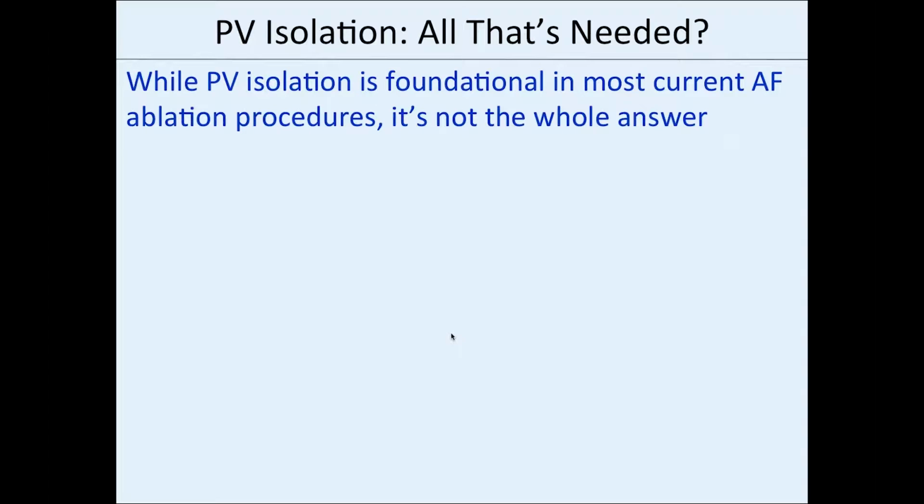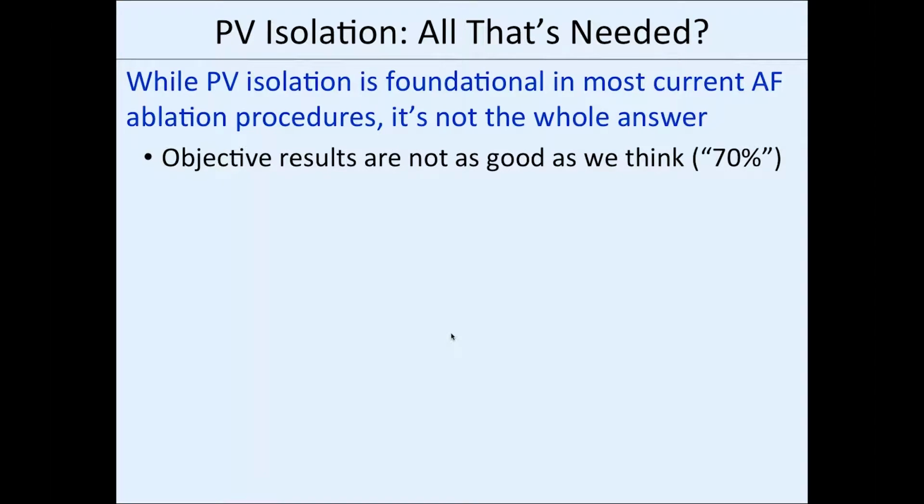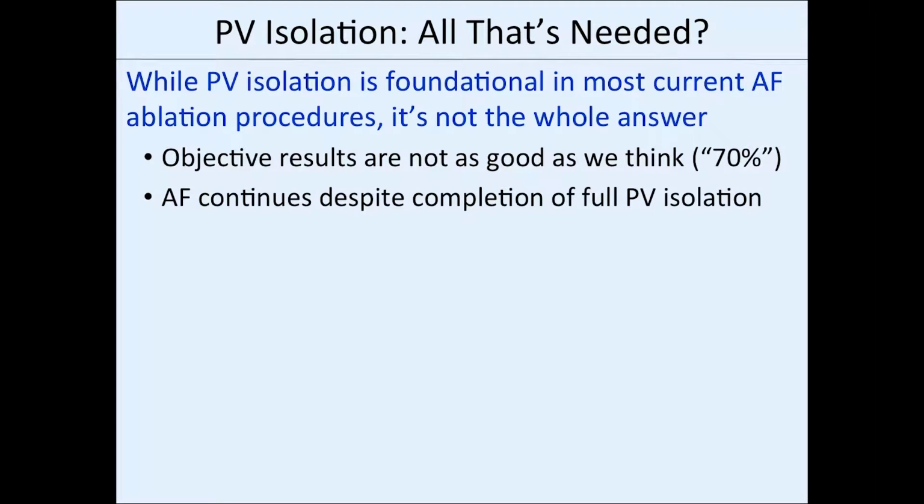However, it's clear also that while pulmonary vein isolation is foundational in most current atrial fibrillation procedures, it's not the uniform and comprehensive answer. Our objective results are not quite as good as we think. Everyone has in their mind this 70% success rate in paroxysmal atrial fibrillation, but objectively, it's just not that good when you're looking for hard endpoints and outcomes. We also see that despite complete isolation of pulmonary veins during a procedure, atrial fibrillation may continue.